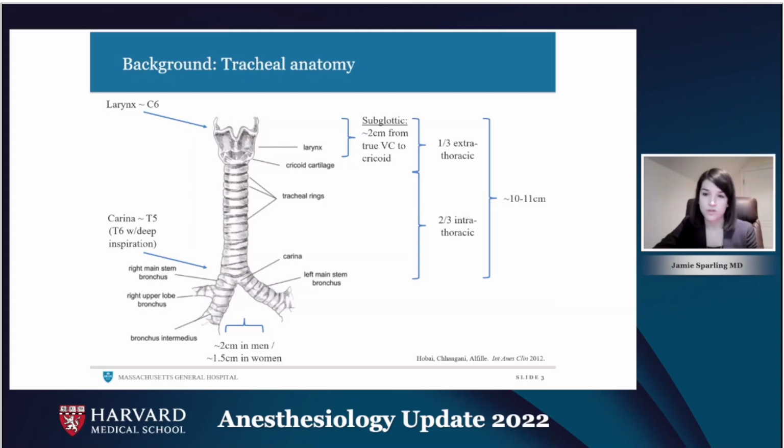The normal adult trachea is about 10 to 11 centimeters long and descends from the larynx at the level of the 6th cervical vertebrae to the carina at the level of the 5th thoracic vertebrae. Approximately 1/3 of the total tracheal length is extrathoracic, that is the component above the suprasternal notch. The remaining 2/3 are intrathoracic.